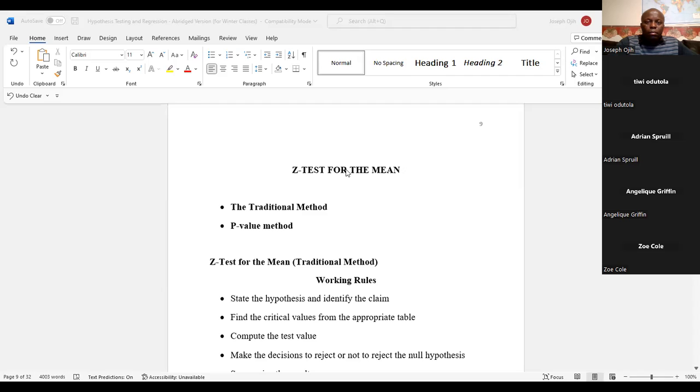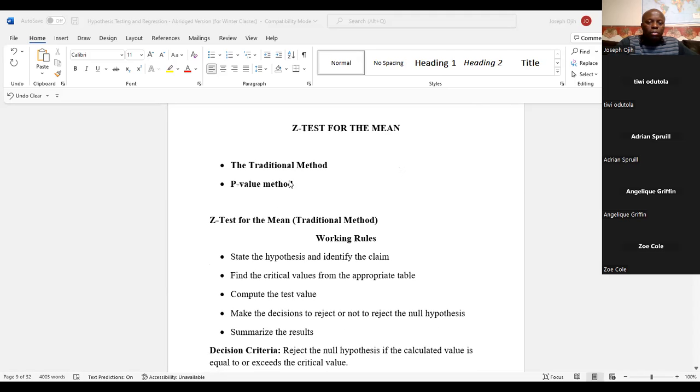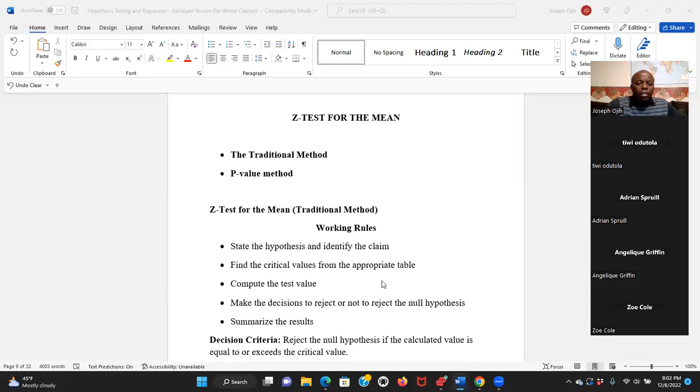All right, so we are back. Let us do the actual test now. The type of hypothesis test we'll be doing this semester is called the Z-test for the mean. There are two methods, the traditional method and the p-value method. I think you can see the screen.